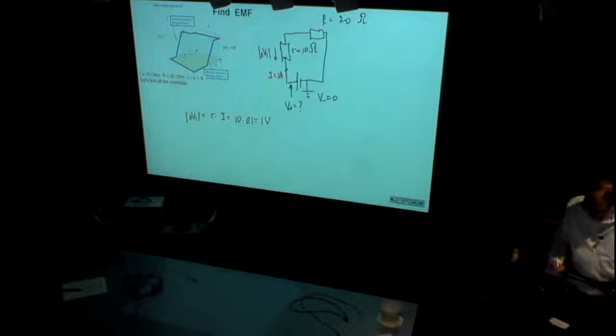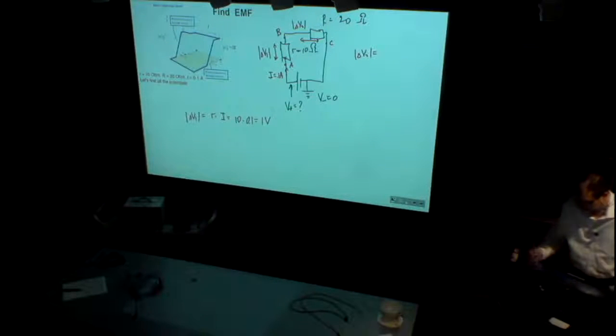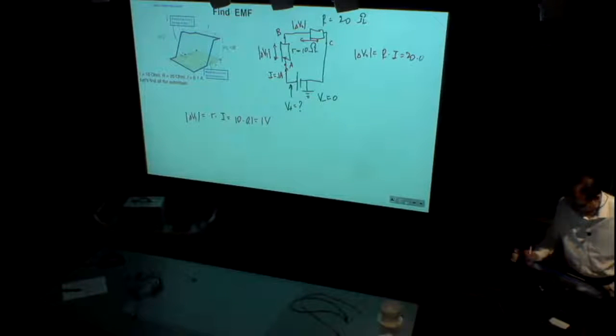Now, this is the voltage across this resistor. This is the voltage between these 2 points. We'll call them A and B. And there is a point C. The voltage across the second resistor, delta V2, will be equal to what? It will be equal to R times I, which is 20 times 0.1, 2 volts.